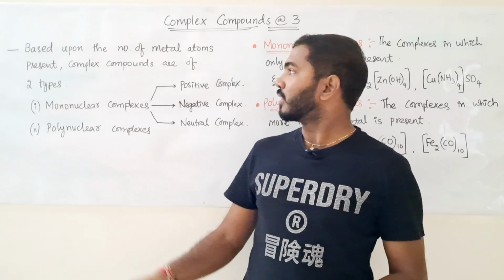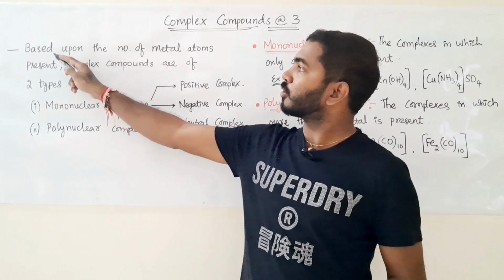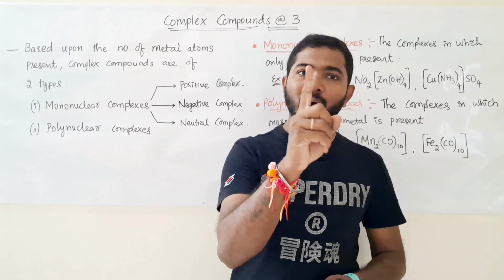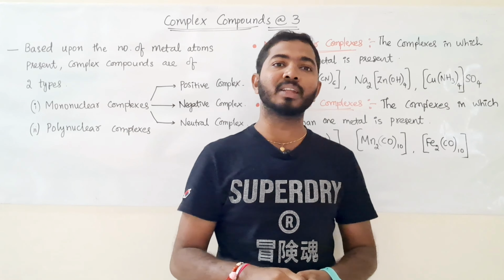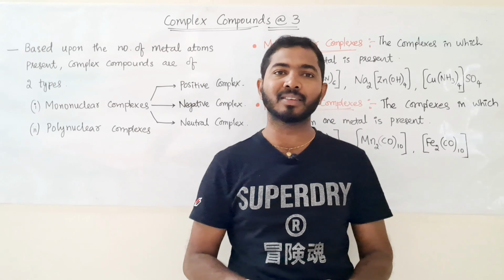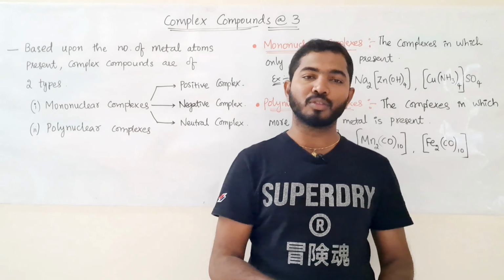Next, let's see the classification of complex compounds based upon the number of metal atoms present in the complex. If we have only one metal present in the complex, such complexes are called mononuclear complexes. If we have more than one metal atom in the complex compound, those complexes are called polynuclear complexes. The mononuclear complexes are further classified into three types: positive complex, negative complex and neutral complex, which we are going to see soon.